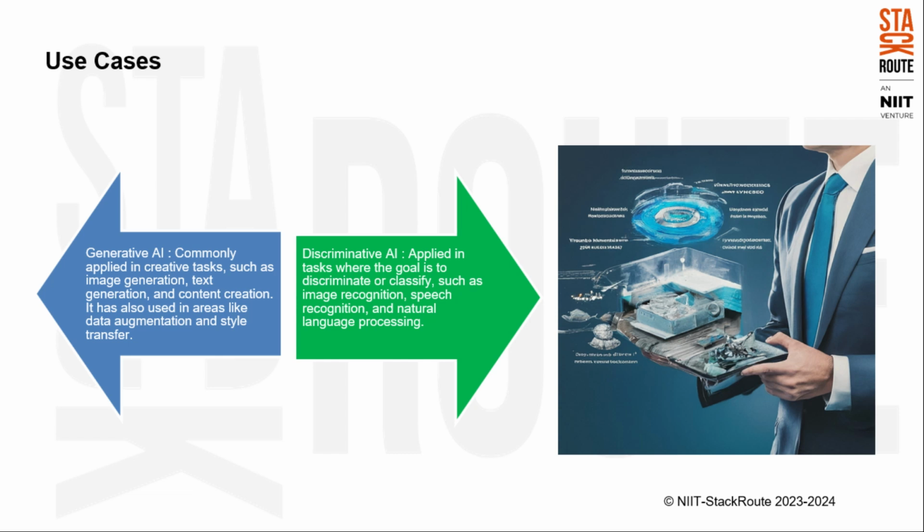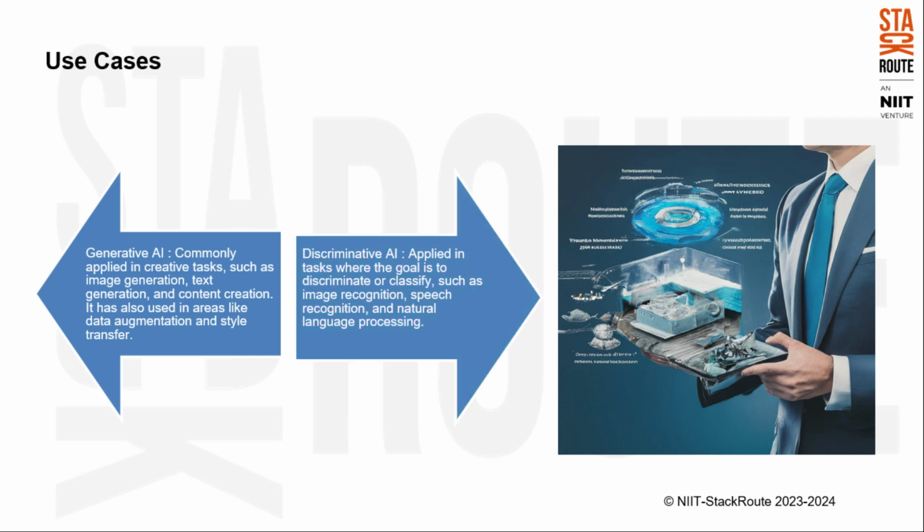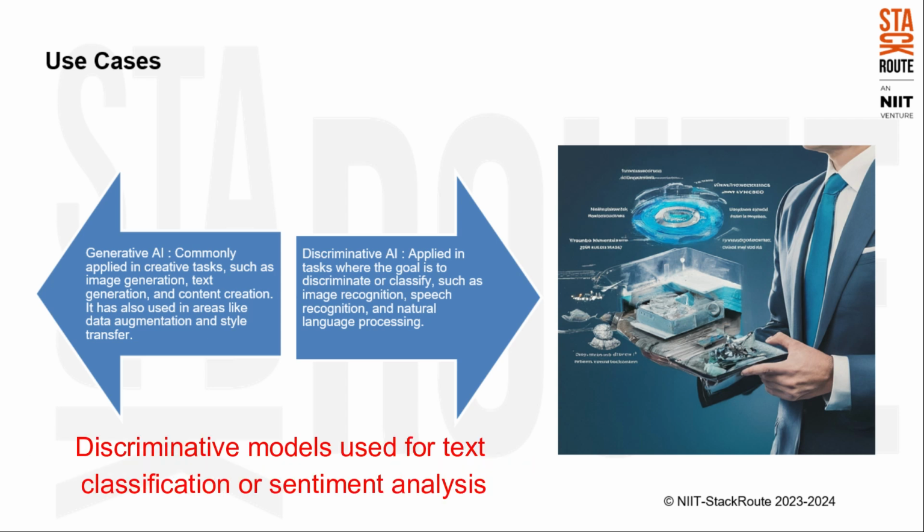Discriminative AI models are designed to perform specific tasks and excel at providing precise answers or identifying classes within a given set of options. It is worth noting that there can be an overlap in use cases, and some tasks may require a combination of generative and discriminative AI techniques. For example, image synthesis can involve both generative AI for generating new images and discriminative AI for evaluating their quality. Similarly, natural language processing tasks may leverage both generative and discriminative models, with generative models used for text generation and discriminative models used for text classification or sentiment analysis.